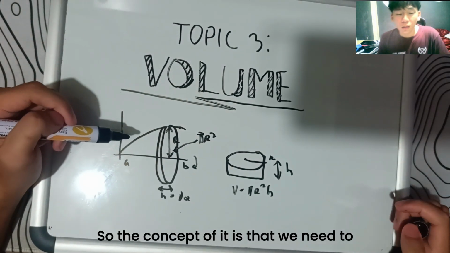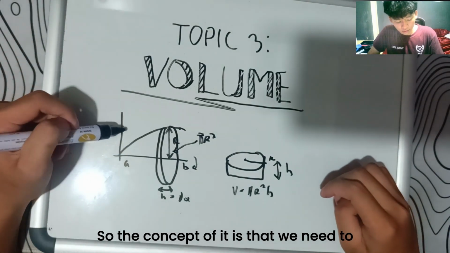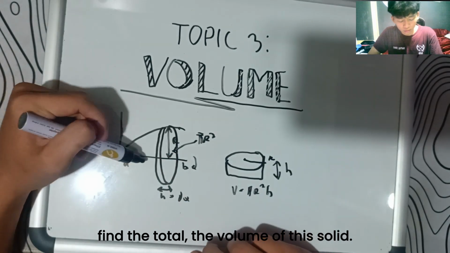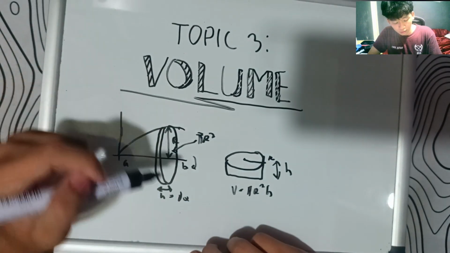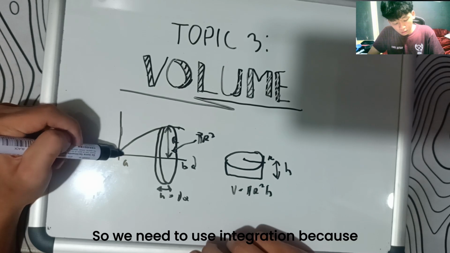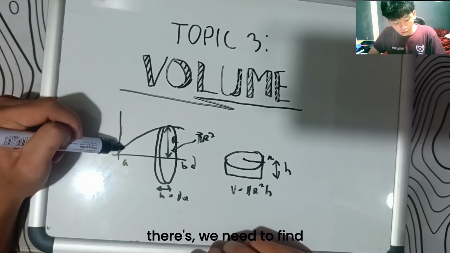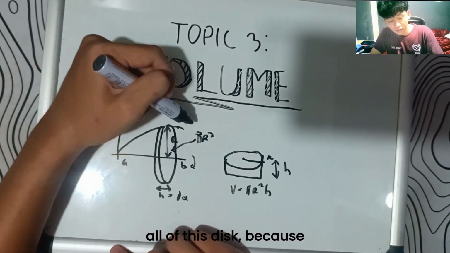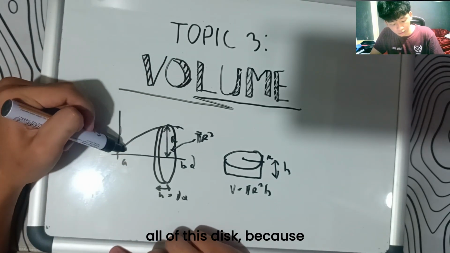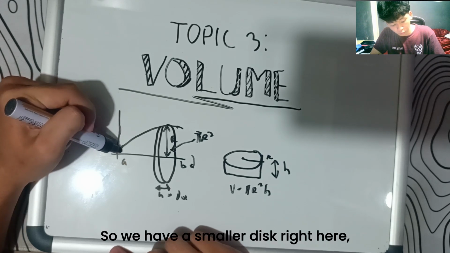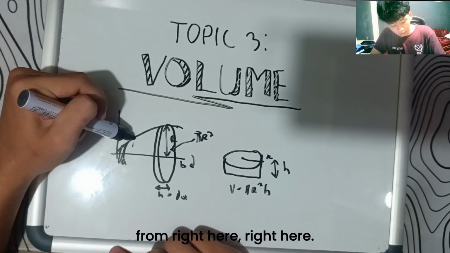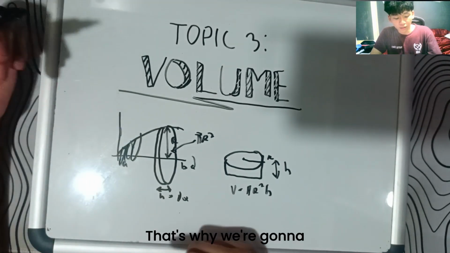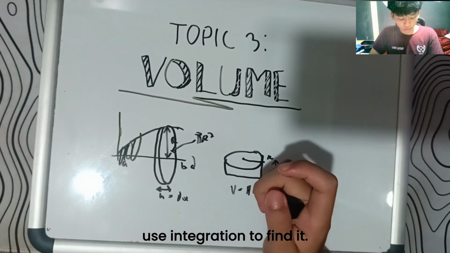So the concept of it is that we need to find the total volume of this solid. We need to use integration because we need to find all of these disks, because it has smaller disks. So we have a smaller disk right here, from right here, right here. We need to calculate all of that. That's why we're going to use integration to find it.